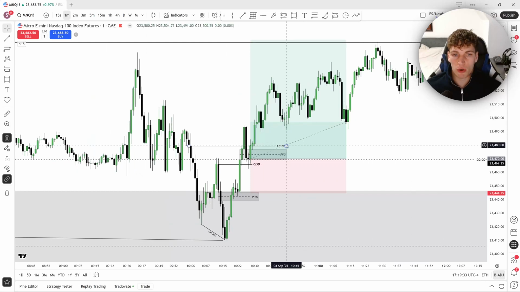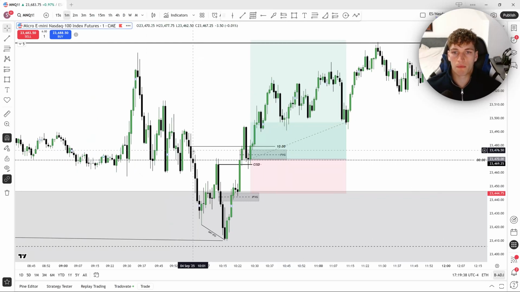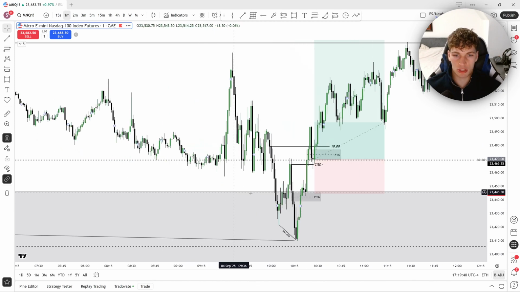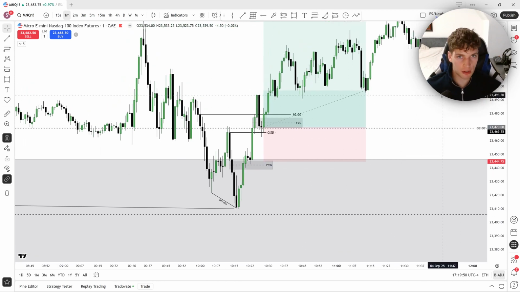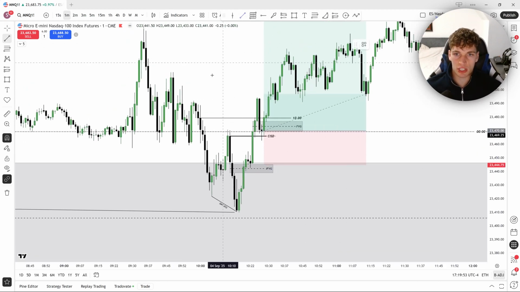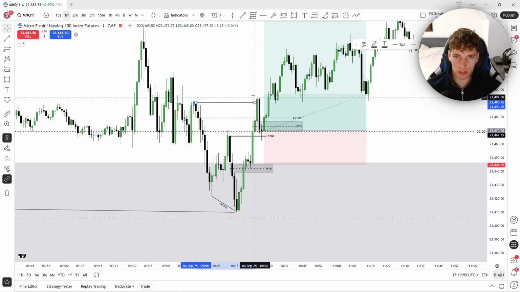So then I was waiting for 10 o'clock to open up, which it did. And straight away, what happened? We went down, came into this hourly fair value gap, pushed up again, fake move, came back down. So what I wanted to do was wait for that change in the state of delivery. We didn't have that here because it's this set of candles there, very critical.